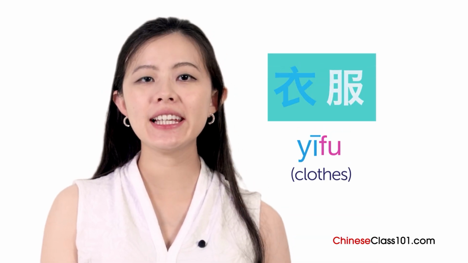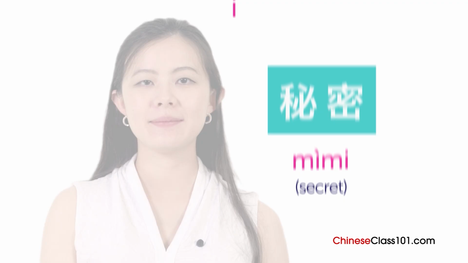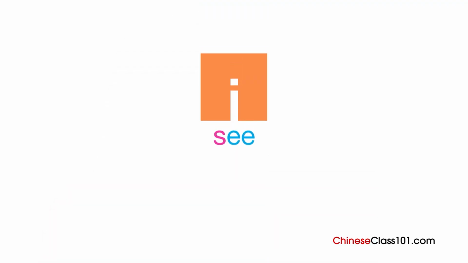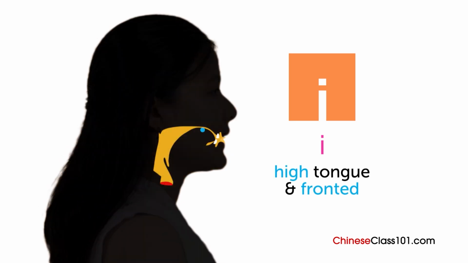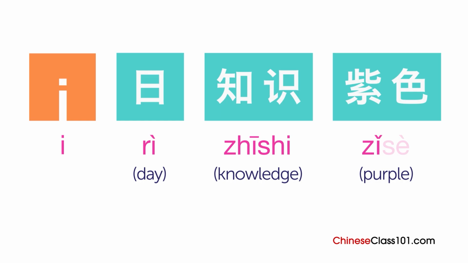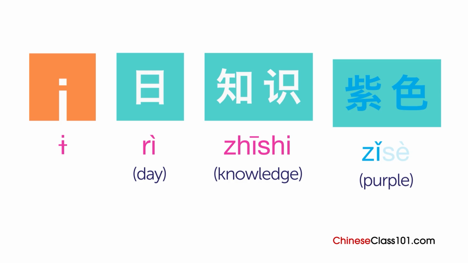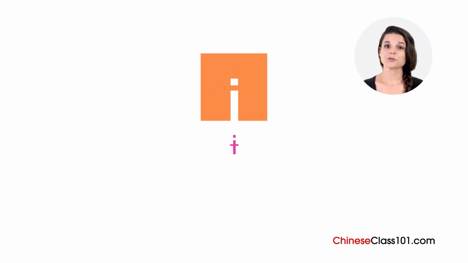The next vowel is I. It's identical to the double E sound in the word see. When paired with the following, the I changes. This is similar to the previous sound.